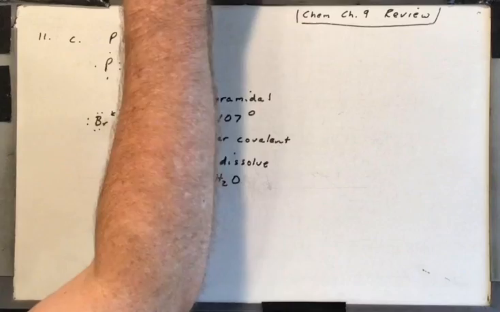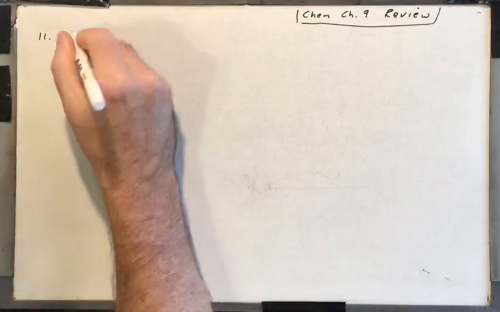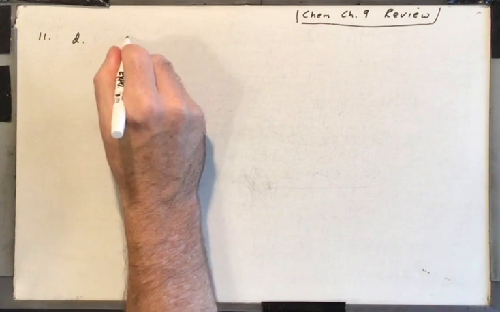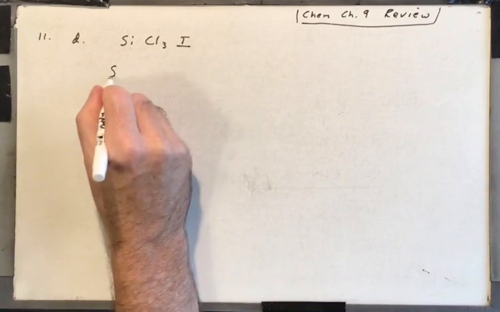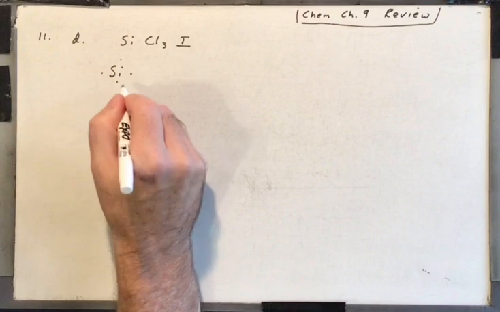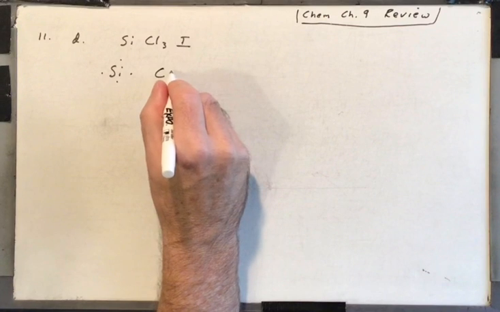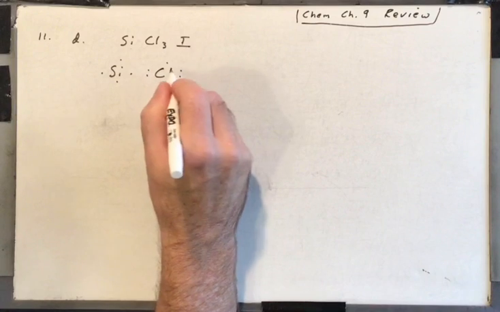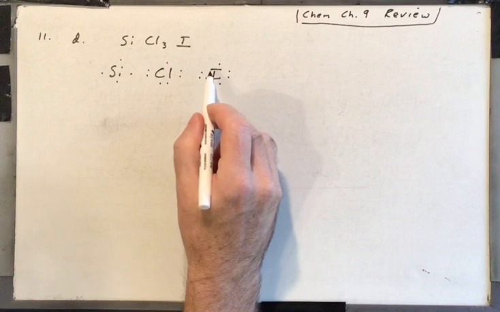Okay, pyramidal always dissolves in water. Always polar covalent. Okay, 2 more to go. D. All right, we have SiCl3I. Okay, silicon in column 4, that's going to be our central atom. It has 4 unpaired electrons. So 1, 2, 3, 4, 5, 6. Each chlorine in column 7 has 7, and each iodine in column 7 has 7.